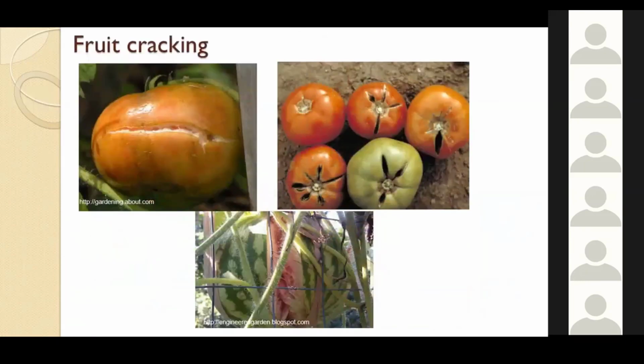Fruit cracking is another one, and this is just as the plants are nearing maturity, they may just start to crack.